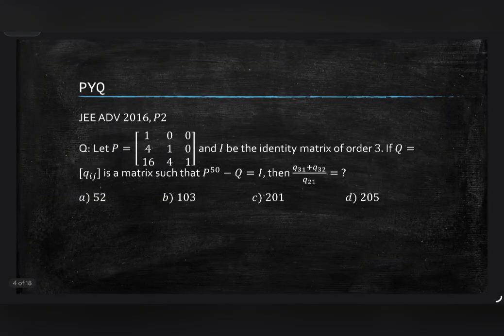Okay, so let's keep the momentum going. It's time for another JEE Advanced PYQ from Algebra of Matrices. We have taken the JEE Advanced 2016 paper 2 PYQ. We have a matrix P of order 3 and I is the identity matrix of order 3. Then we have some matrix Q such that P to the power 50 minus Q equals identity, and then we have to find the value of this thing.